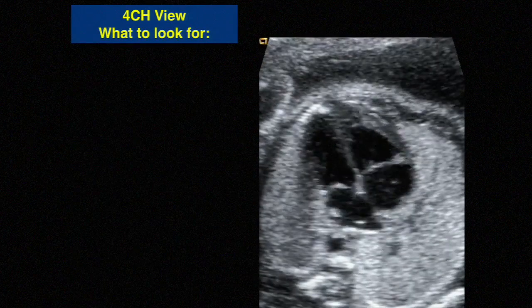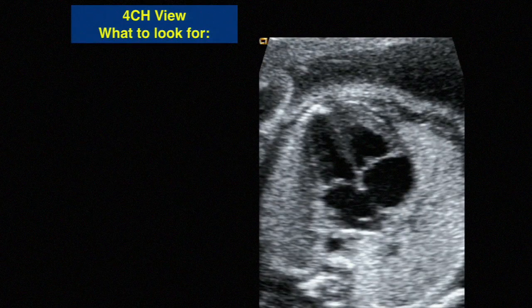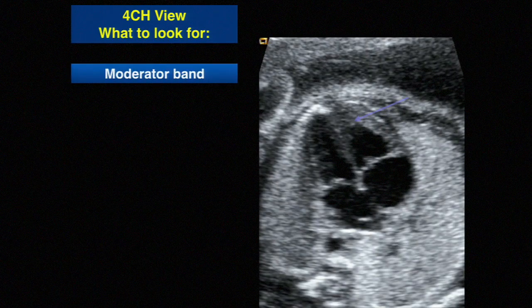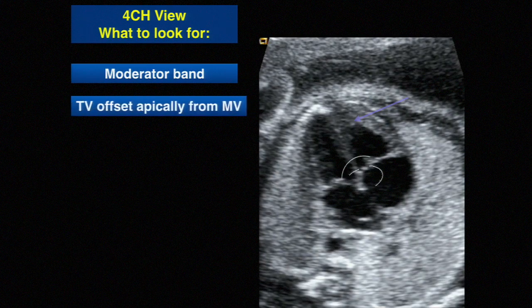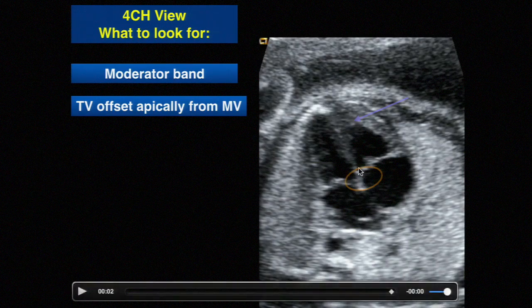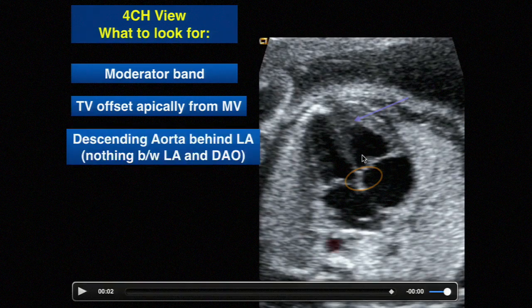And again, I know we've talked a lot about what to look for, but I think that the very important points are good to emphasize. So again, moderator band, marker for your right ventricle. Tricuspid valve should be apically offset from the mitral valve, and again, that tricuspid valve defines it as being the right ventricle. Look for the descending aorta. Look for any extra vessel back there. We saw examples of dilated azygos veins.